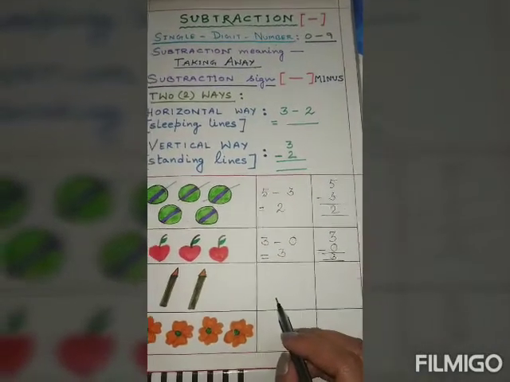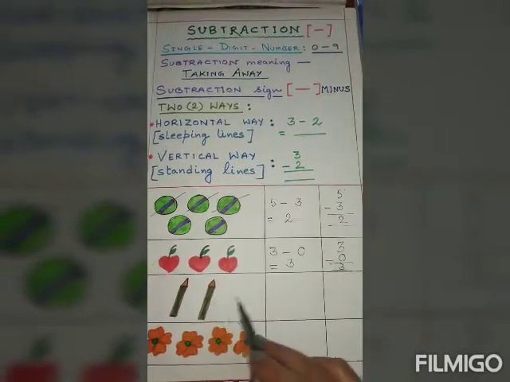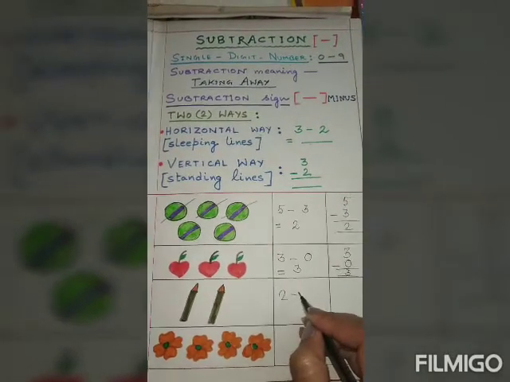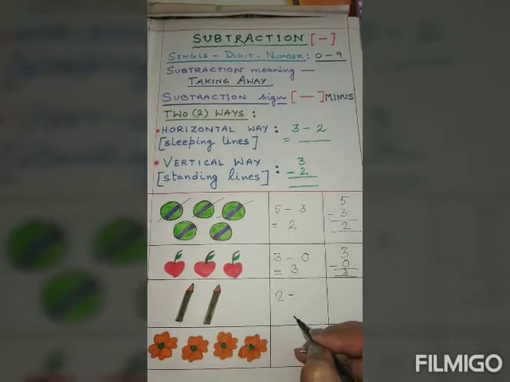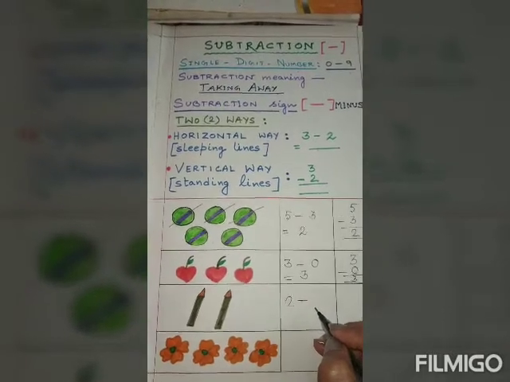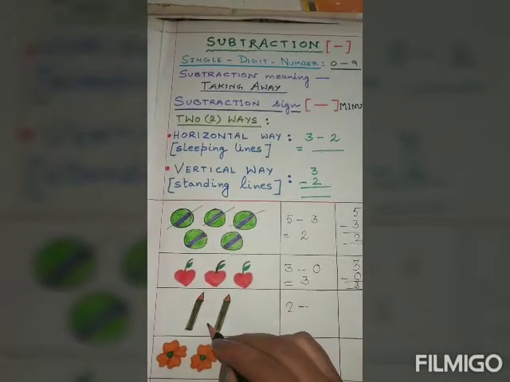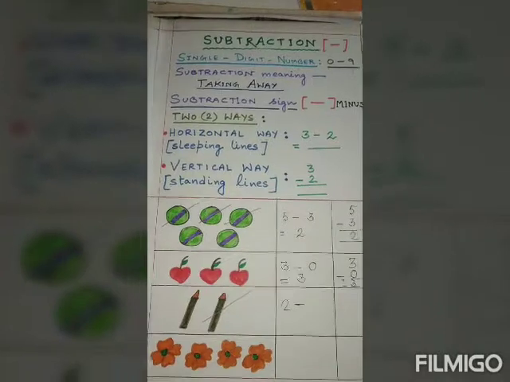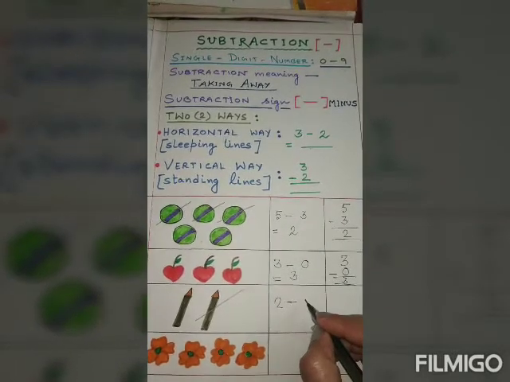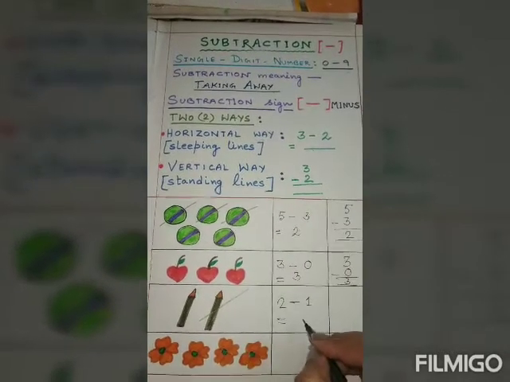Now the next example. Here are 2 pencils. How many pencils are here? 2 pencils. So first we will write 2. Then we will give the minus sign, which is a very important sign. And from 2 we will take away 1 pencil. We will cut 1 pencil here. So how many pencils are left, students? 1. 2 minus 1 equal sign. So the answer is 1.